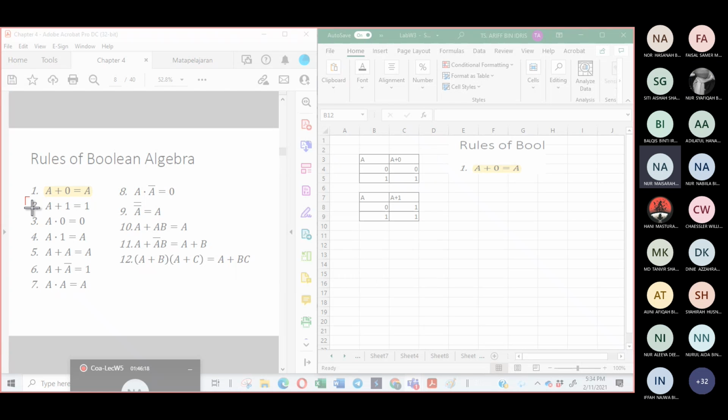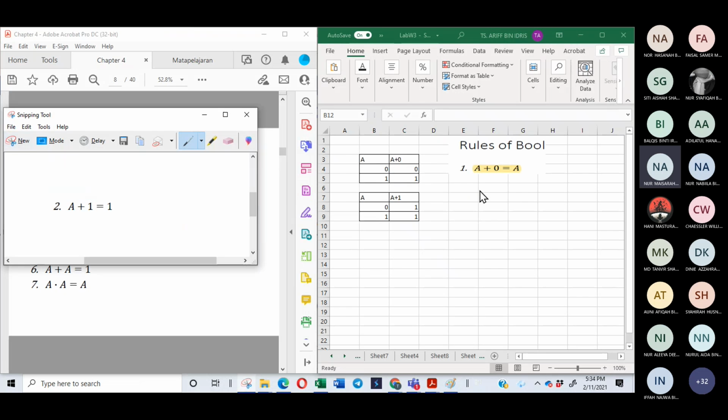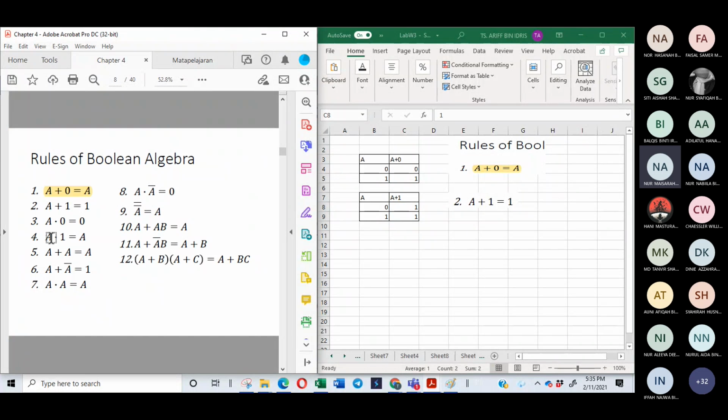Okay. Is it proven that A plus 1, the answer will be 1? Yes. Okay, A plus 1, the answer will always be 1. Are you clear? Can you see? So this is how to prove the Boolean algebra. This one you can do by yourself. Later on, I want all of you to submit your truth table to prove the Boolean algebra.